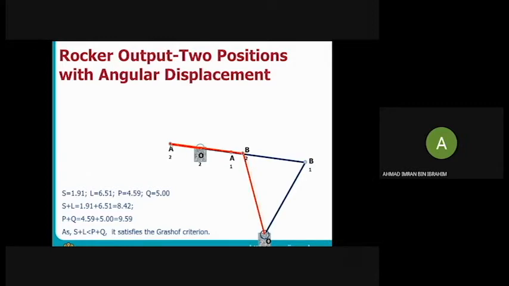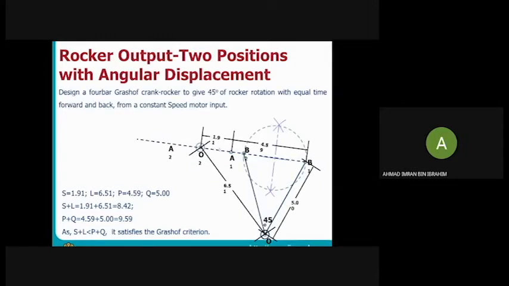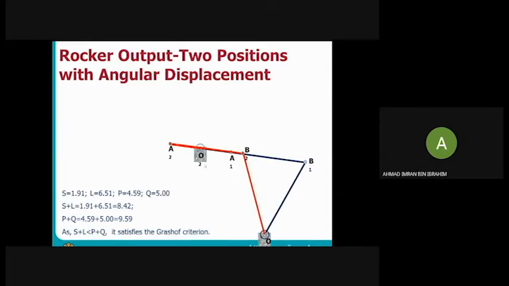Just like that. So after that, you need to measure all the distances: between O2 and O4, and then the distance from either B1 or B2 to O4, because B1 to O4 should be equal to B2 to O4, right? And then A1 to B1 should be equal to A2 to B2. All right, so those are the dimensions.